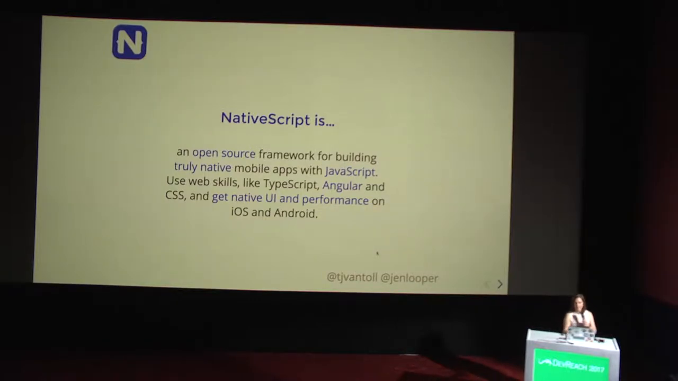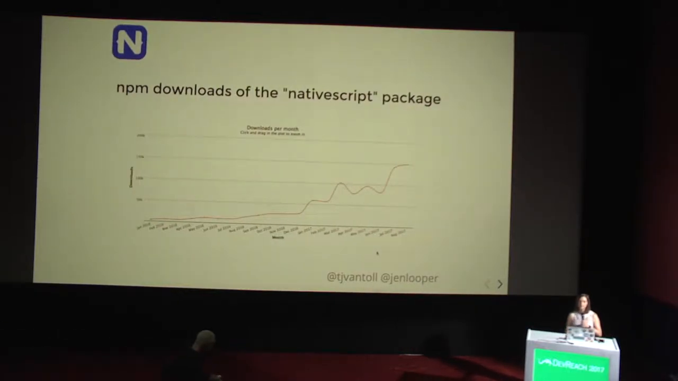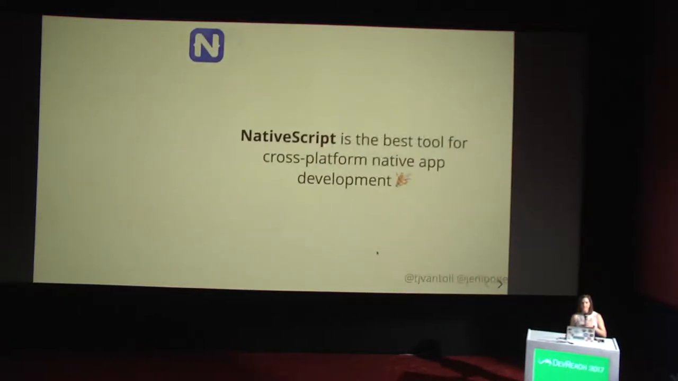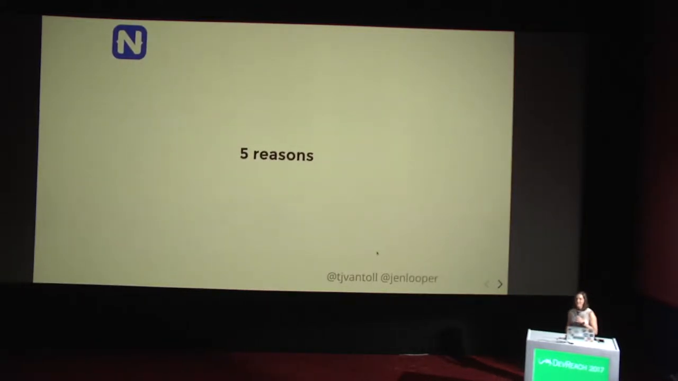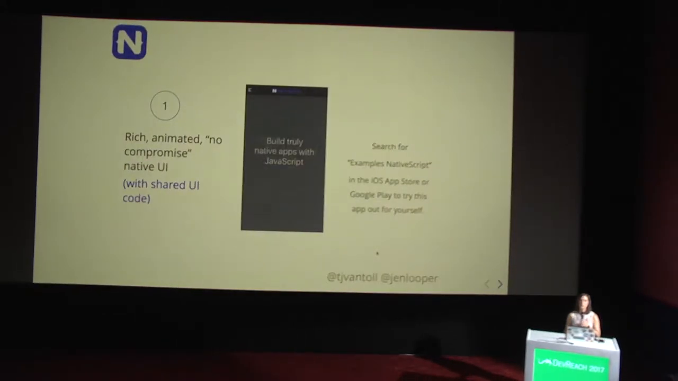This is a big claim, and I'm just going to unpack some of these words. This is a slide that we love to show, showing the adoption metrics. NPM downloads of the NativeScript package. These are downloads per month. We love to see that lovely upward curve. Looking good to me. So NativeScript is growing in popularity. And the other big claim is that NativeScript is the best tool for cross-platform native app development. We love it. We hope you love it. And after this talk, we're sure you're going to love it. So I'm going to give you five reasons for why we think NativeScript is a terrific tool to use.